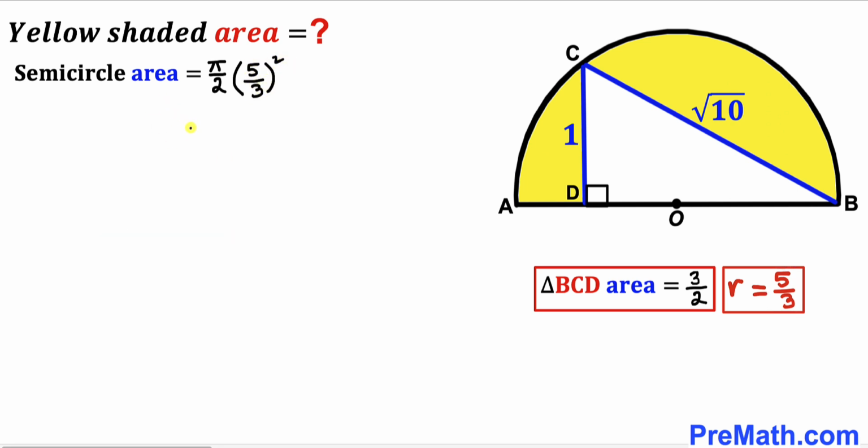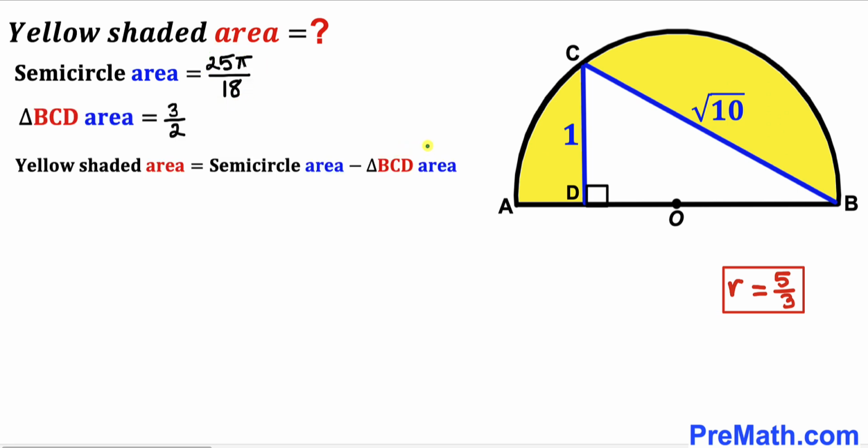And now let's simplify further. So we got pi divided by 2 times the square of this fraction, which is 25 divided by 9. And if we multiply and simplify further, that is going to give us 25 pi divided by 18. So thus the semicircle area turns out to be 25 times pi divided by 18 square units.